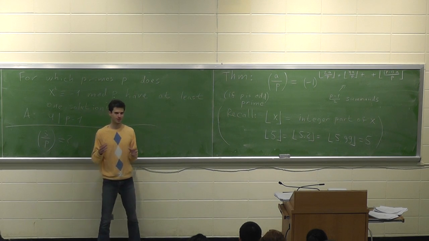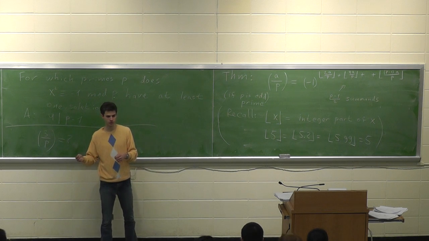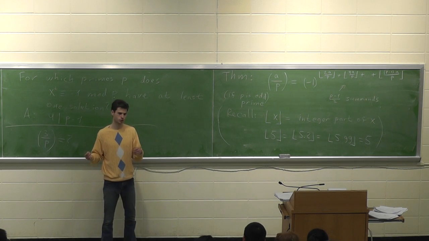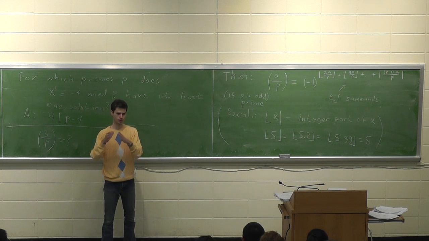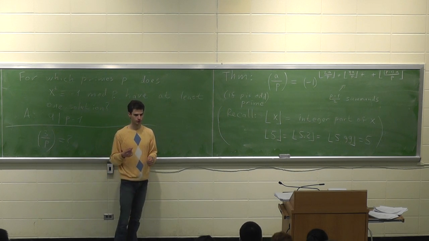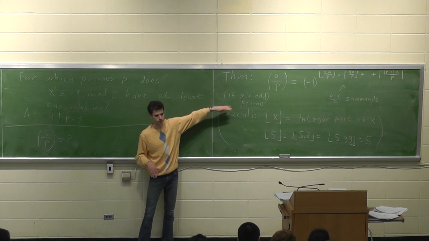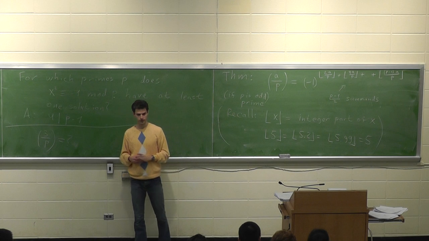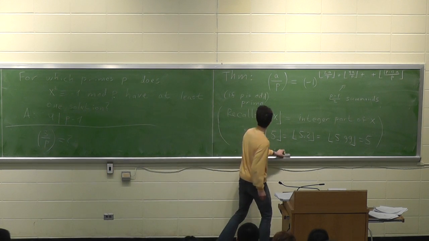because if you want to understand whether something is a square modulo p times q, you understand whether it's a square modulo p, whether it's a square modulo q, and then the Chinese remainder theorem will tell you whether it's a square modulo p times q, where p and q are distinct. So basically, the interesting part of the question is when p is prime.